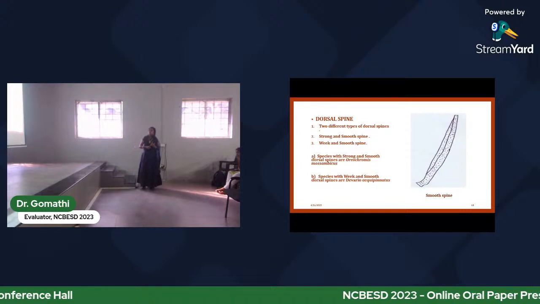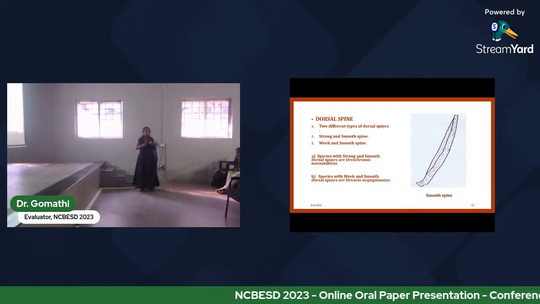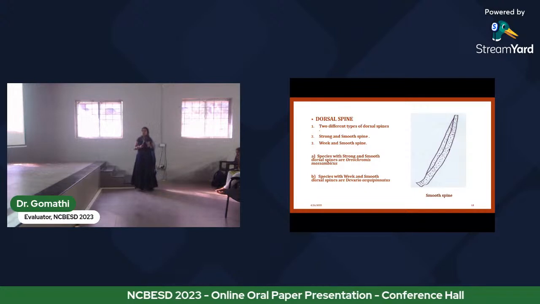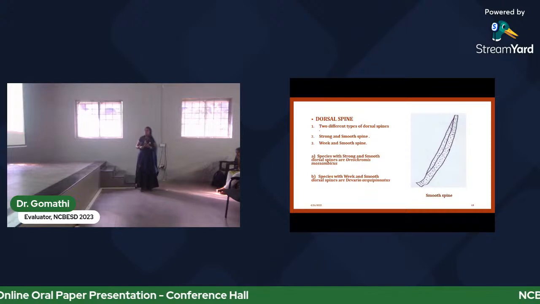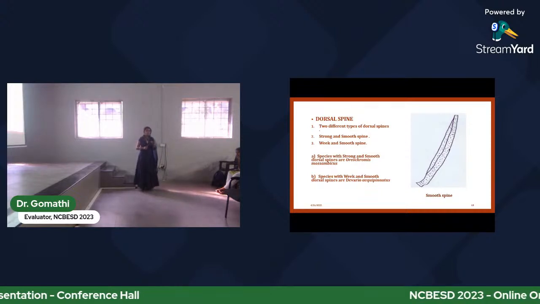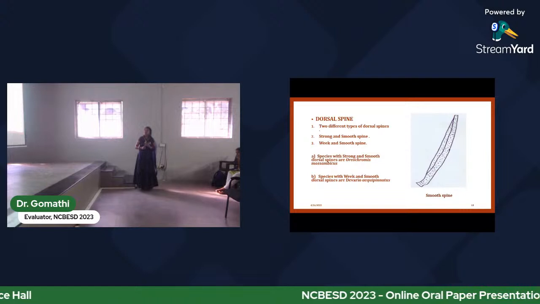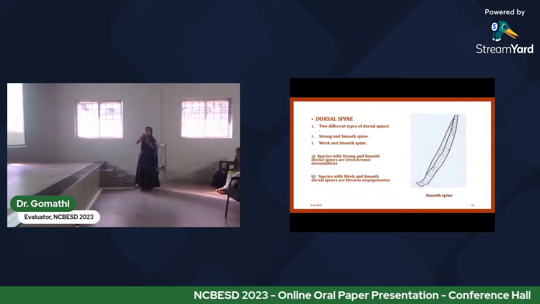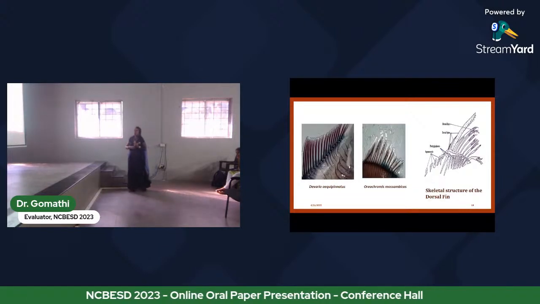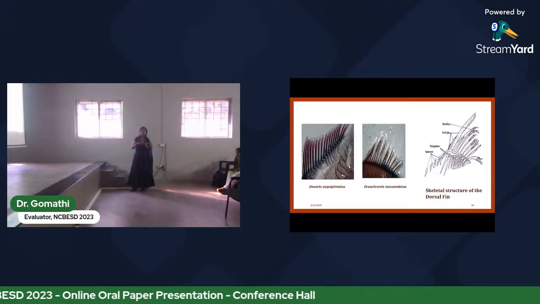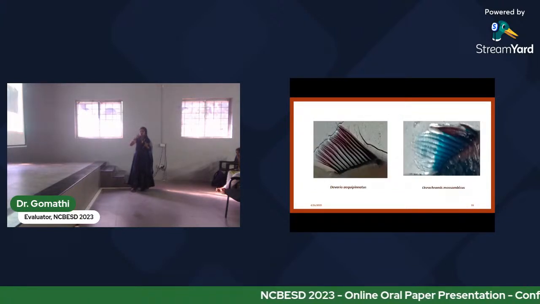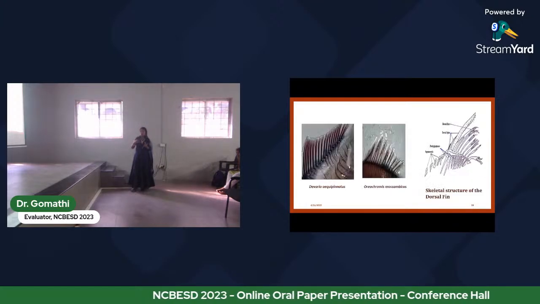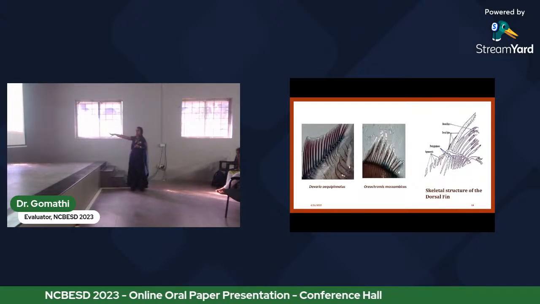Dorsal fin. Dorsal fin spines are of two types: one is a stronger and smooth spine, and another is a weak and smooth spine. I observed Oreochromis mossambicus and Devario. In Oreochromis, the spine is stronger and smooth. In Devario, the spine is weak and smooth. These are the skeletal structures of the dorsal fin.